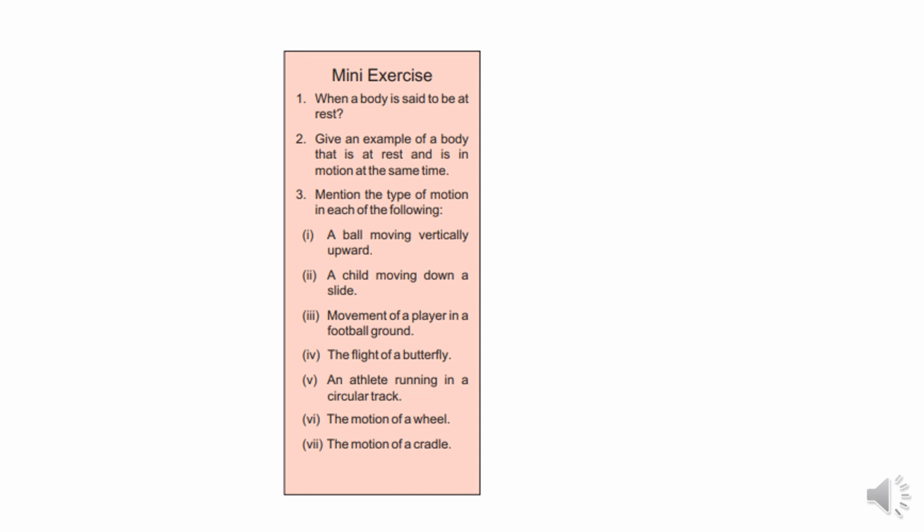Mention the type of motion in each of the following: a ball moving vertically upward, a child moving down a slide, movement of a player in a football ground, the flight of a butterfly, an athlete running in a circular track, the motion of a wheel, and the motion of a cradle.